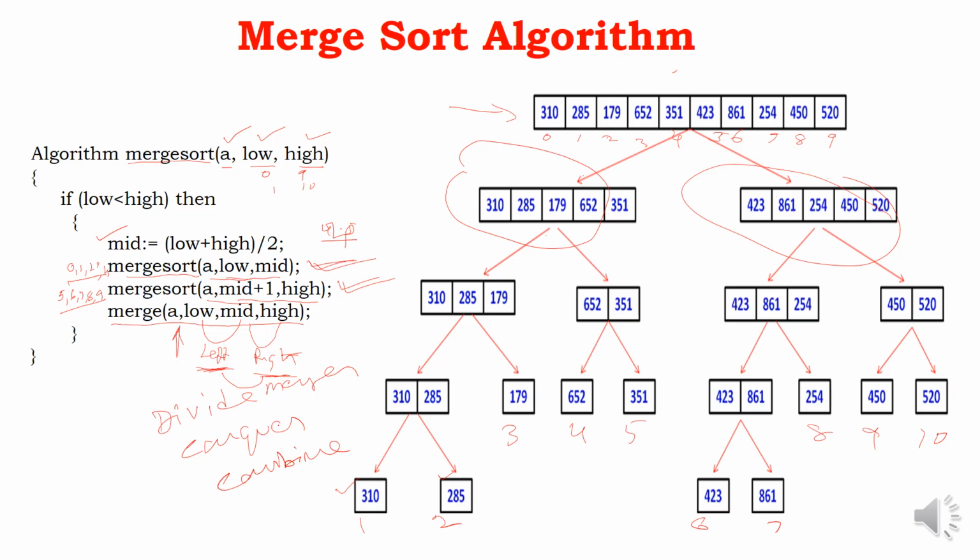See here, it is divided further into so many subarrays. So here, merge means low, mid, high. Low to mid is the left array, mid plus 1 to high is the right array. You have two arrays, with their indices also. So these two arrays are merged to form a bigger sorted array.